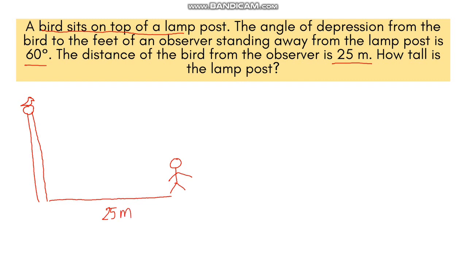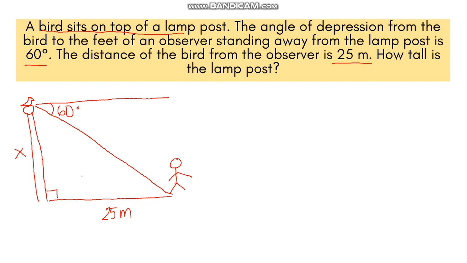Now the angle of depression from the bird. So let's draw here a horizontal line. To the feet of the observer is 60 degrees. So let's draw going to the feet of the observer. There. This one is 60 degrees. Now we have to find how tall is the lamppost. So we now have again a right triangle here.